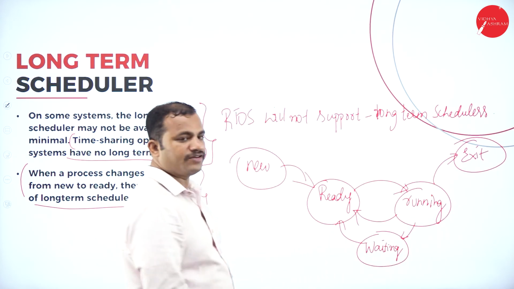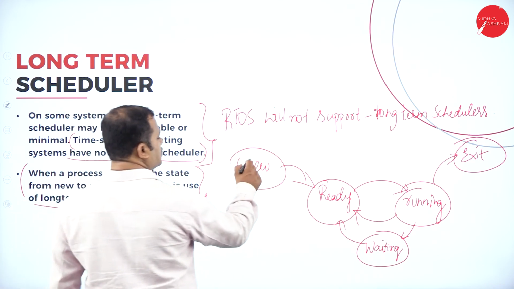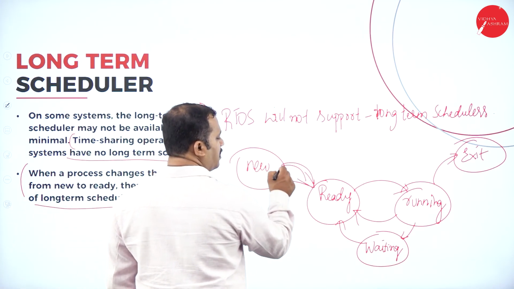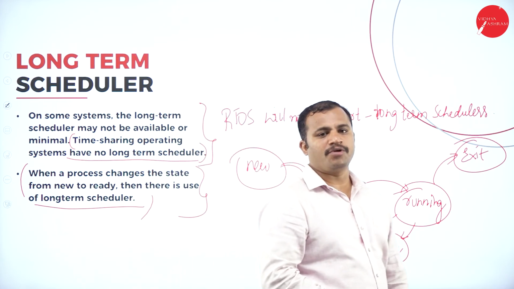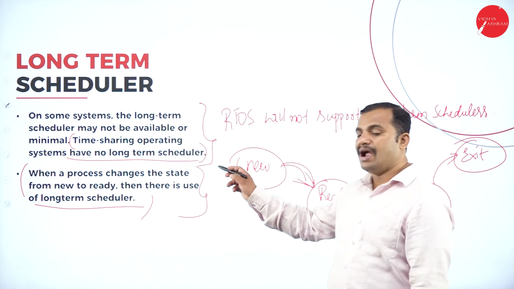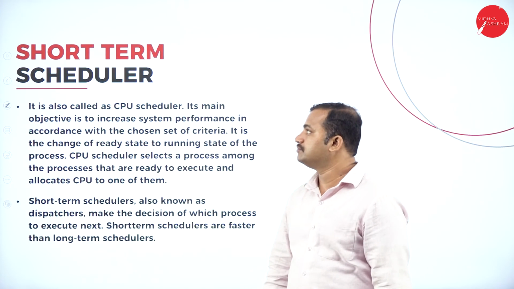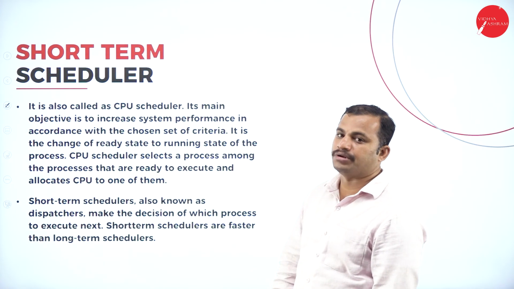So these are the 5 different states. When the process changes its state from new state to ready state, immediately the status information must be updated in the process control block, and immediately that gets added into the long-term scheduler. So what about the short-term scheduler?